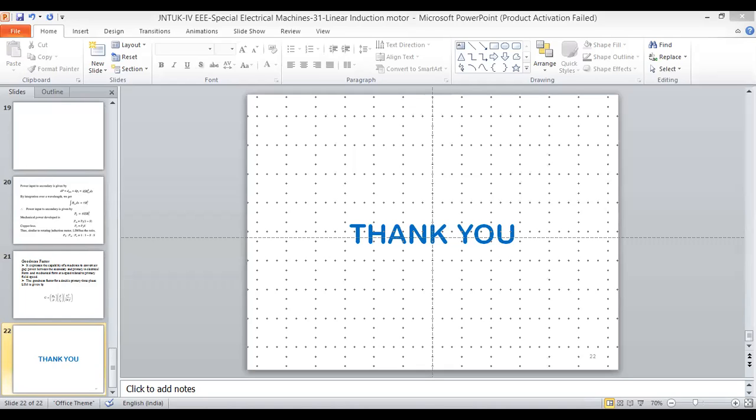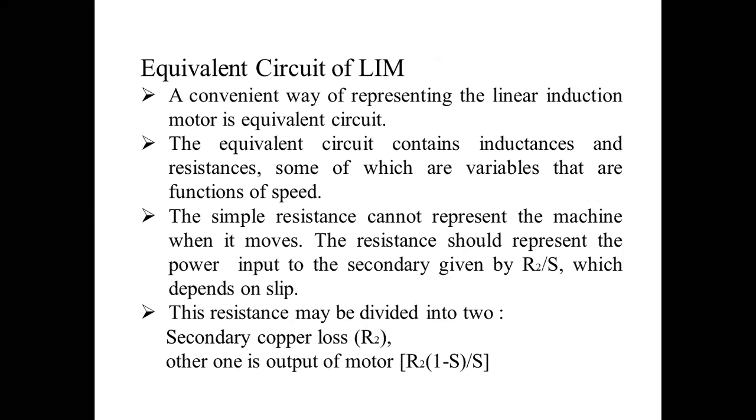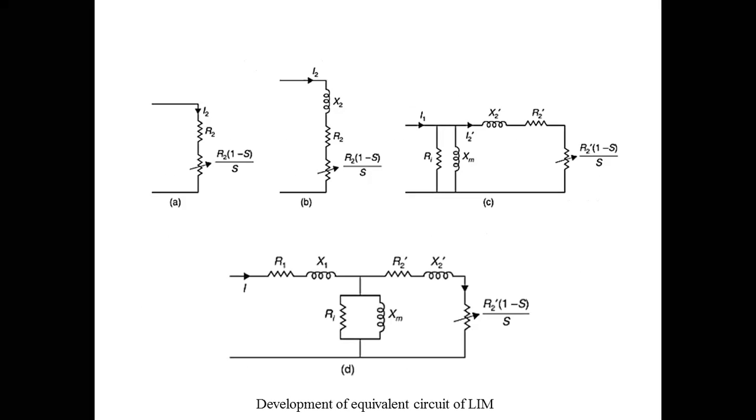Now, let us assume that the magnetic circuit has a finite reluctance. We will observe in the diagram. This is the equivalent circuit of a linear induction motor. Here, this is the secondary part. Here we consider R2 times (1 minus S) by S, which is nothing but the fictitious resistance, and this represents the motor output or output power of the motor.